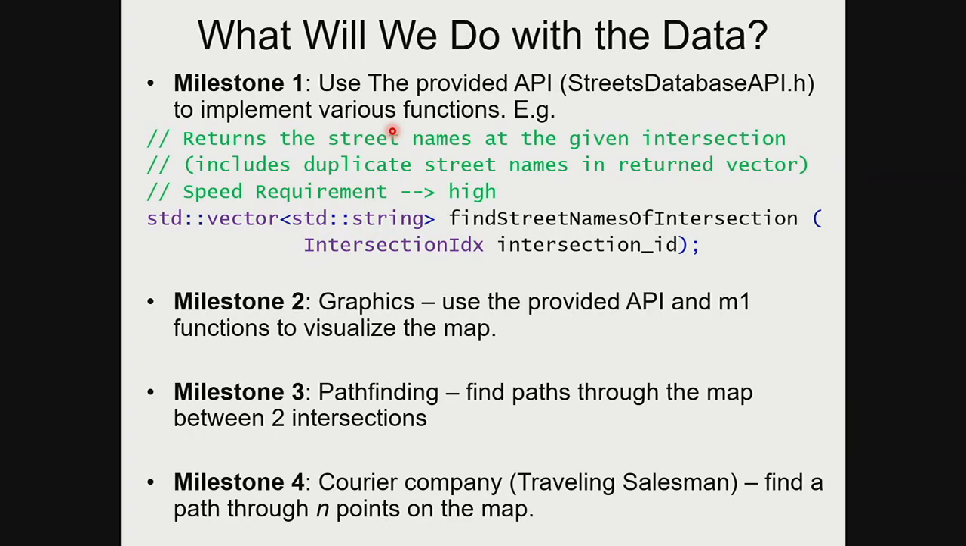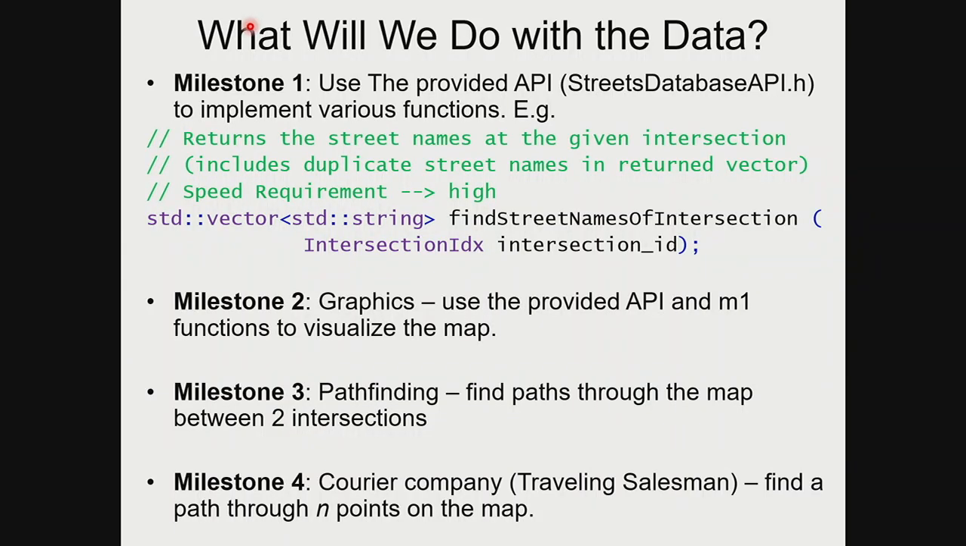Okay, so first of all, before jumping into details, what will we do with this data? In milestone 1, as I said, you will use the provided APIs, mainly the street database API and the other one, to implement various functions. For example, this is one of the functions that you need to implement. It's called find street names of intersection, okay? And the comment above it basically tells you that you need to return the street names at a given intersection.